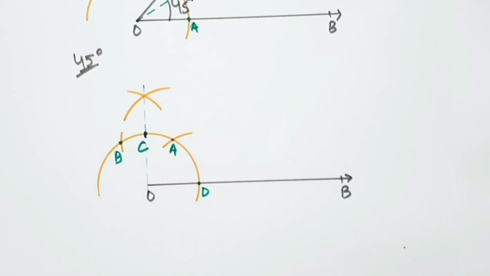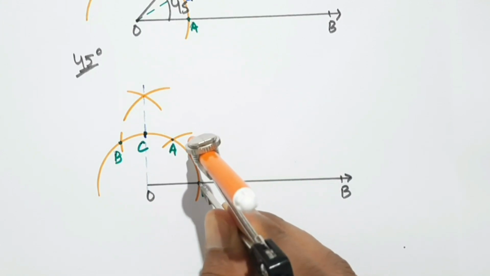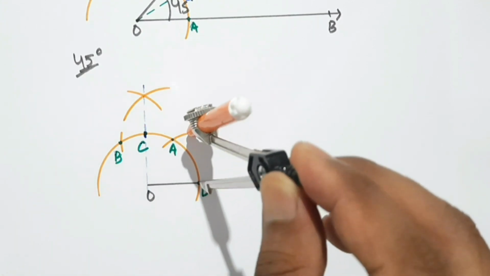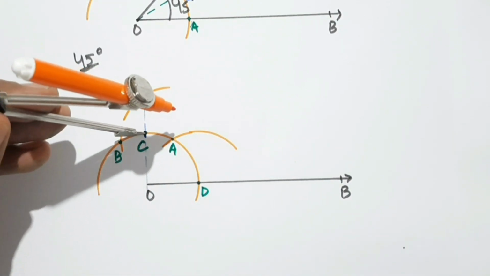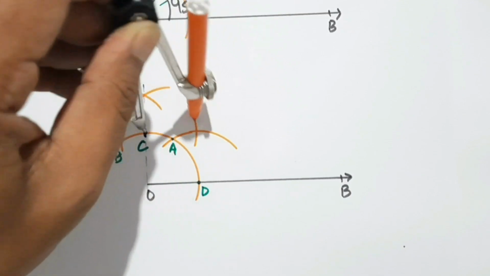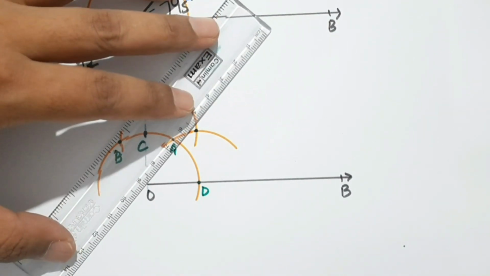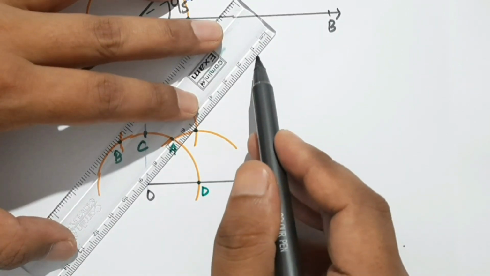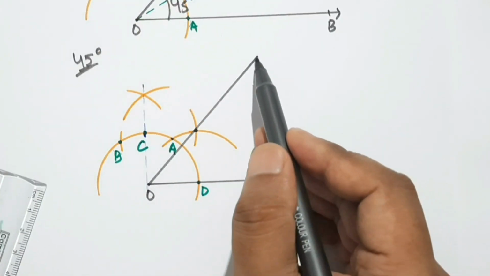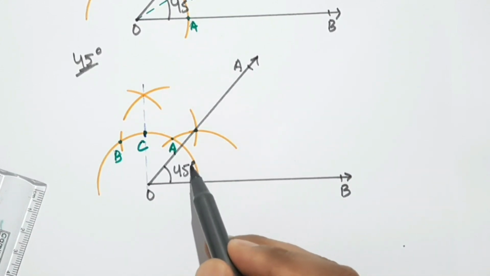Now we will take this point D and make one more arc here, and then taking point C, we cut this arc here. Through this point, if you draw a ray from O, we will get our 45-degree angle. I'll name this as A. So this is our 45-degree angle.